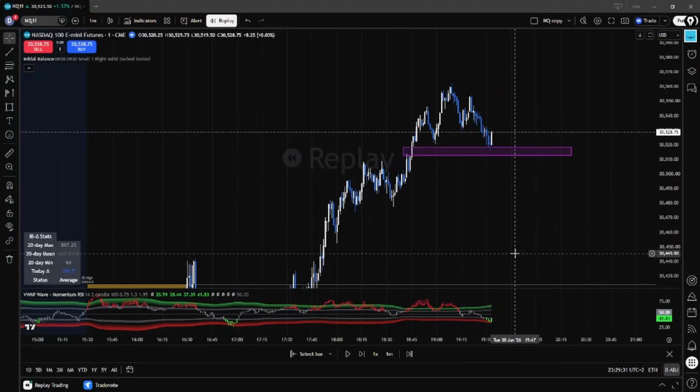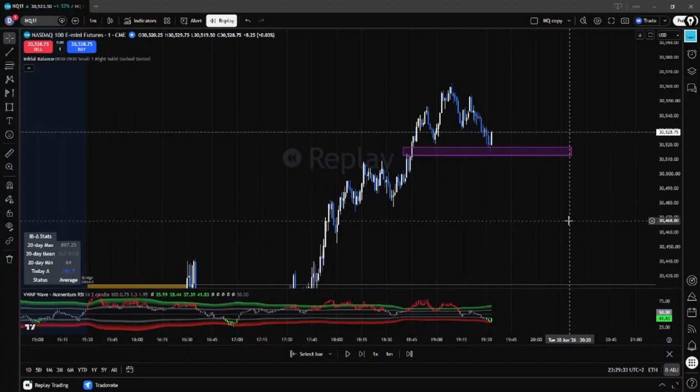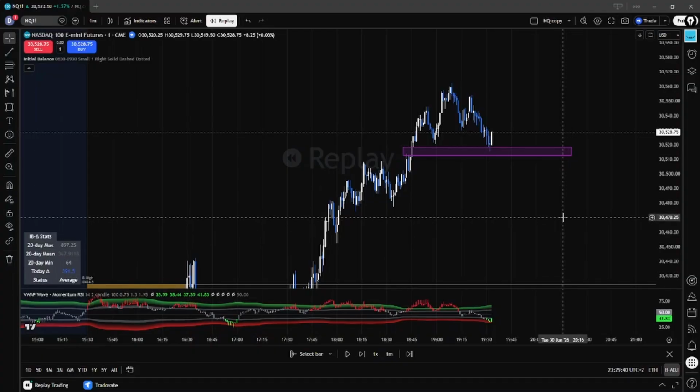Now, this would be a fairly decent looking setup, not too big an entry candle. Now on the empty chart, it looks all right.